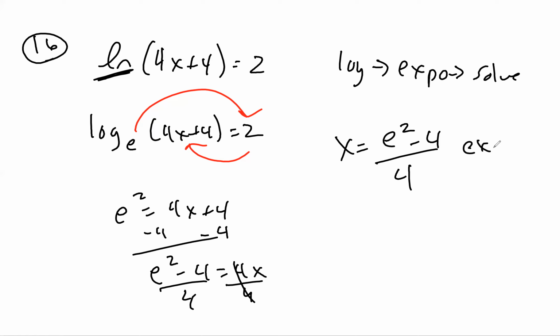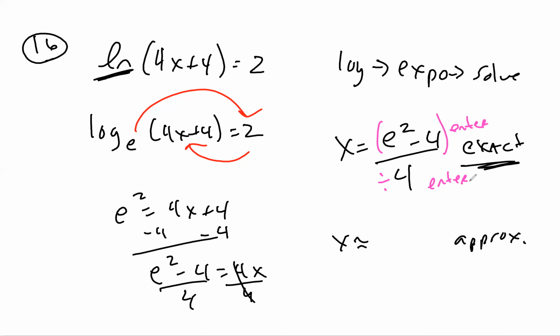This is my exact answer. Hawks will ask you on this particular question for an exact answer. And then it's going to say, also give me a decimal approximation. And so now you're going to type this in. Here's how you're going to do it. Type this part in first, then hit enter, then hit divide by 4, and then hit enter again.